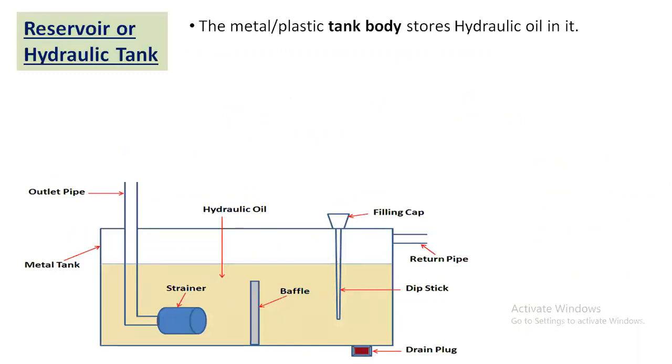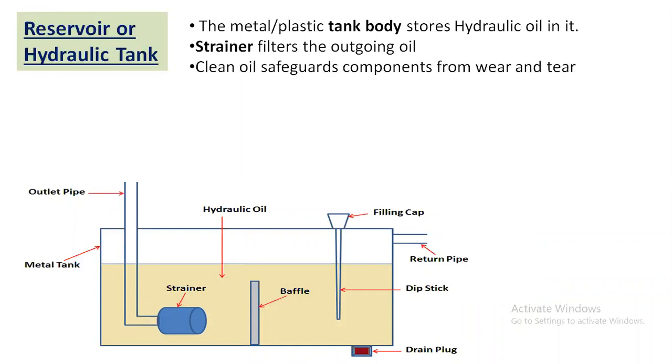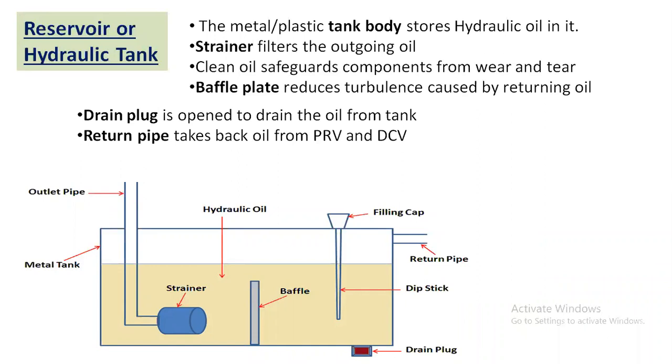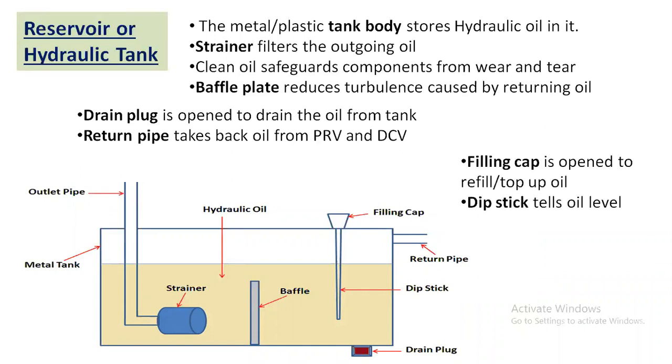So now I will describe each component of the hydraulic system. First of all, I am telling you about the reservoir. The reservoir is a metal body tank or maybe a plastic body tank which contains hydraulic oil in it. It contains a strainer which is used to filter the oil. The strainer is connected to the outlet pipe which is further connected to the hydraulic pump.